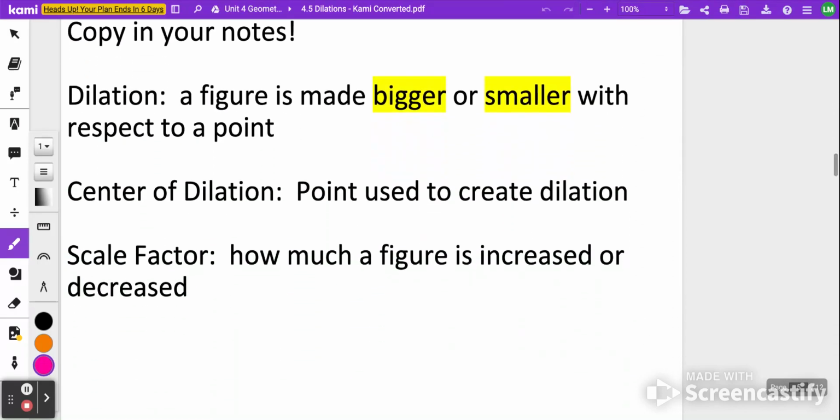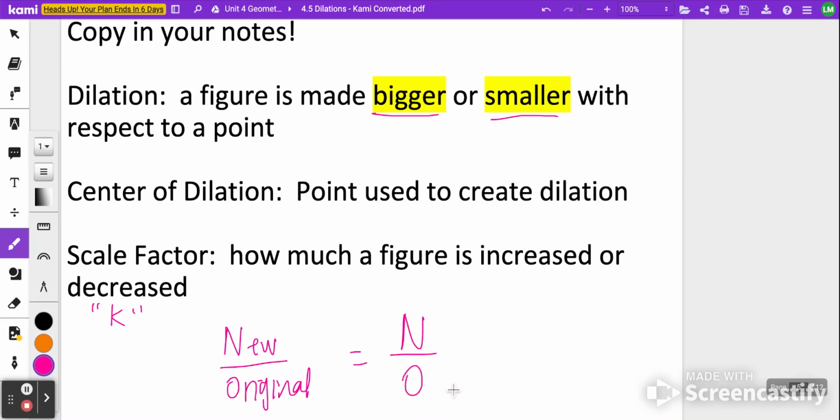First thing we want to know is, what is a dilation? A dilation is a figure that is made to be bigger or smaller with respect to a point. You will be able to get a center of dilation, and that's just the point used to create the dilation, so about the origin or about point C. The last thing is a scale factor, and that's how much a figure is increased or decreased. A lot of the times we see this being used with the letter K. You can also find the scale factor by taking the new image over the original, okay? A lot of the times I just tell my students to say new over old, and that'll help us find the scale factor of that image.